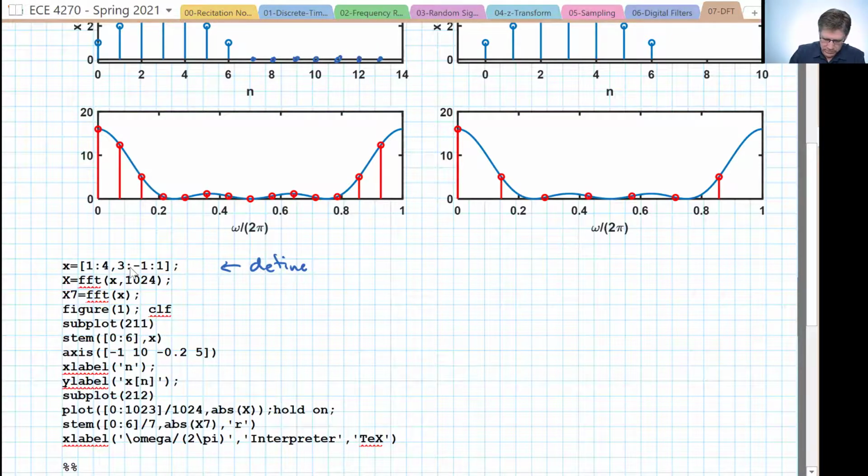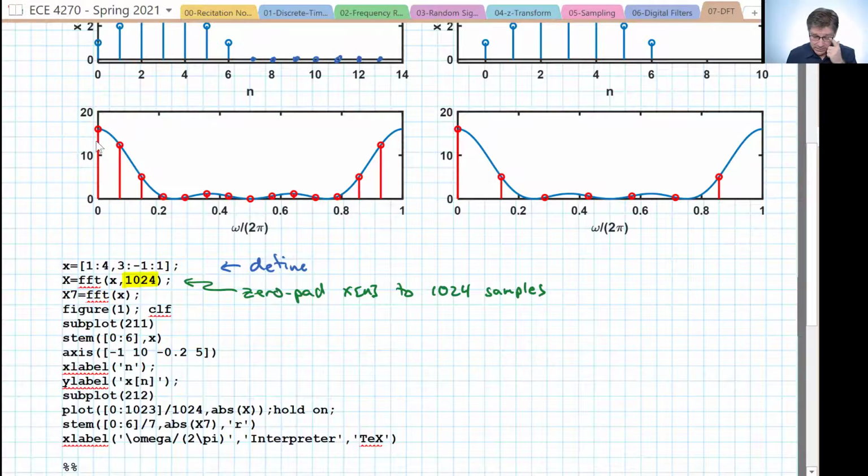And then to approximate a continuous in frequency DTFT, I told it to zero pad x to 1024 samples. So zero padding is so common that it's the second parameter for the FFT. And so then I could plot the DFT or the DTFT later down below by plotting the absolute value of capital X.